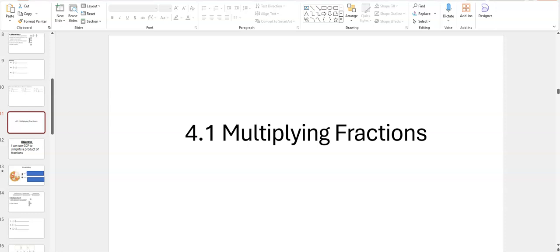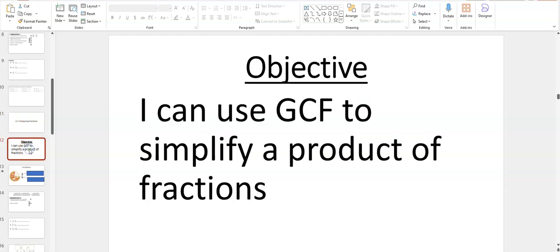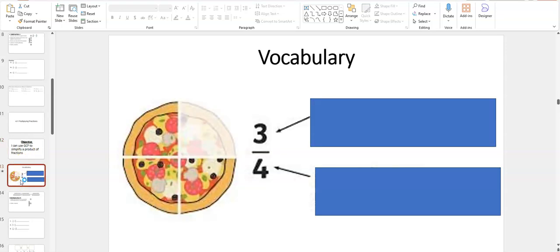We are here, 4.1. We're going to start multiplying fractions. So we just reviewed how to add and subtract them, and now we're going to review how to multiply. Multiplying fractions is easier than adding or subtracting, in my opinion, because we do not have to have a common denominator. And the most difficult part, I think, is just using that GCF to simplify and to divide and reduce those fractions.